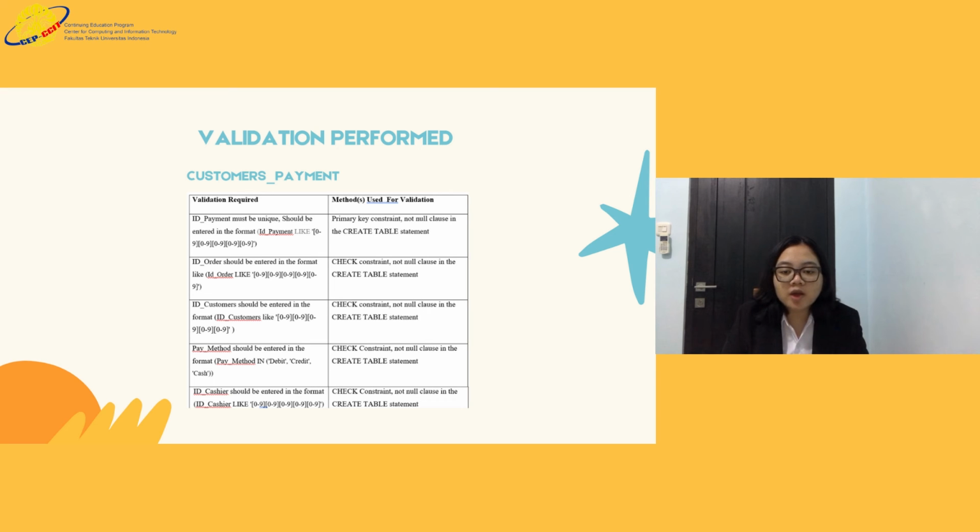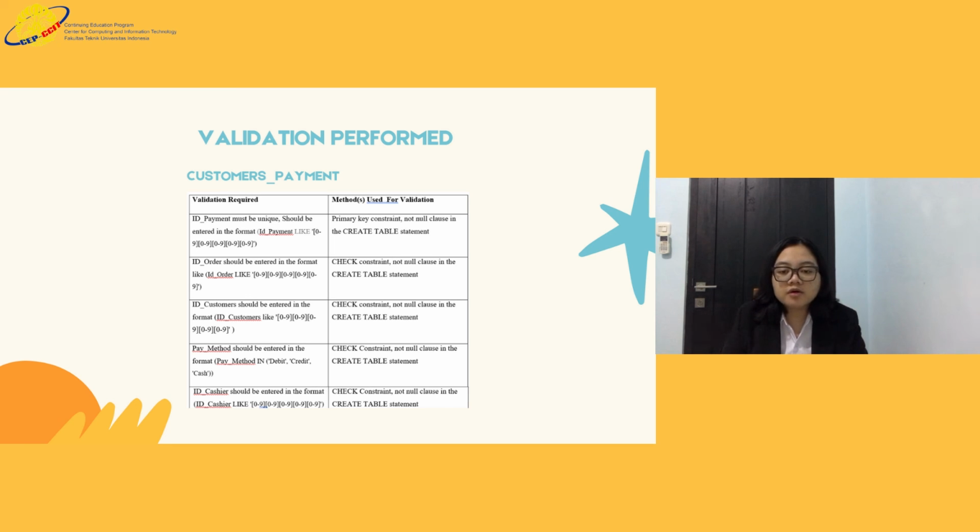Two: validation required, ID order should be in the format of ID order, like 0 until 9 for each digit. The method used for validation is the check constraint, not null clause in the create table statement. Three: validation required, ID customer should be in the format of ID customer, like 0 until 9 for each digit. The method used for validation is the check constraint, not null in the create table statement.